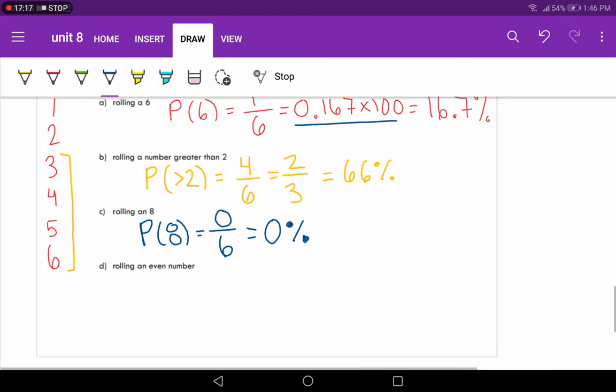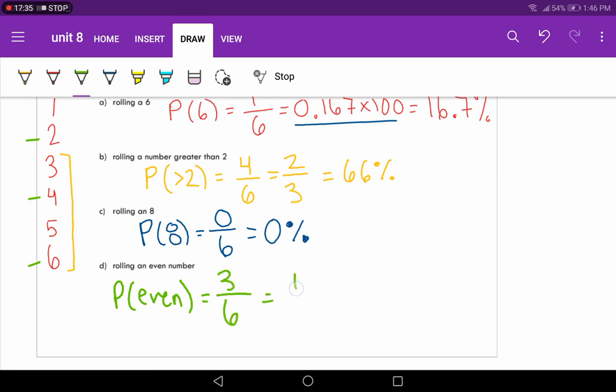Rolling an even number. Okay, so we have to look and see how many even numbers are there. So there's 2, 4, and 6. So the probability of rolling an even number: the 3 outcomes that are even, right? There's 3 out of a total of 6. If we divide each of those by 3, that's a half, which we should know is 50%. So there's a 50% chance of us rolling an even number. There would also be a 50% chance of us rolling an odd number, right? Because we have 1, 3, and 5, 3 options, divided by 6 is a total of 1/2.